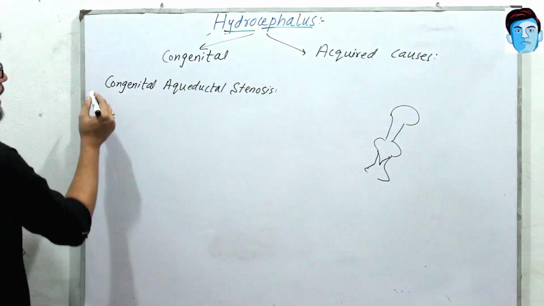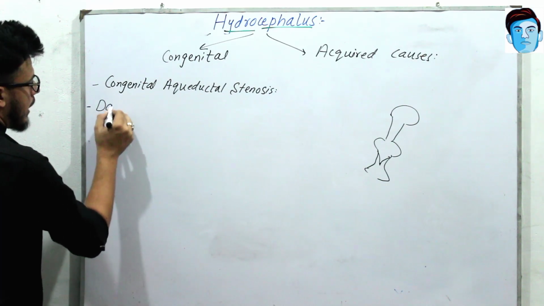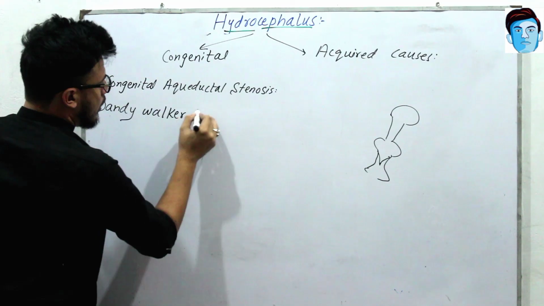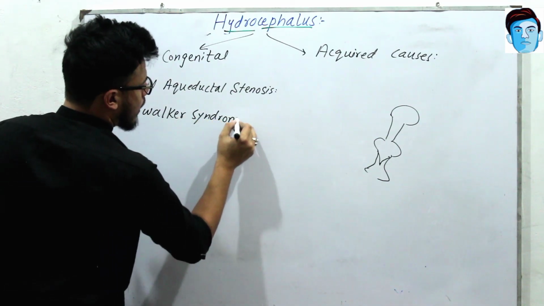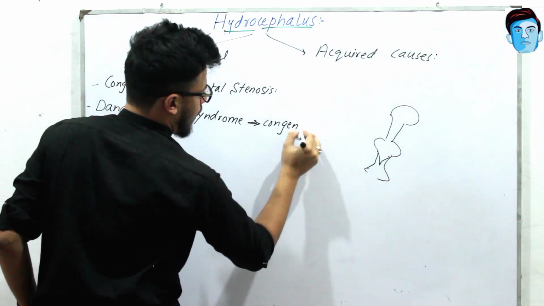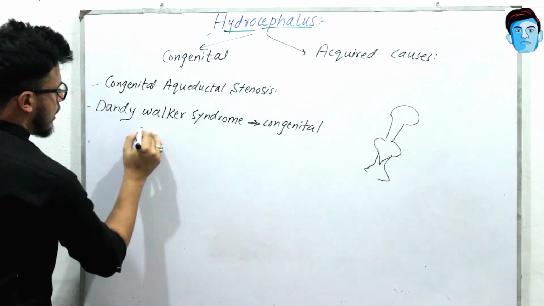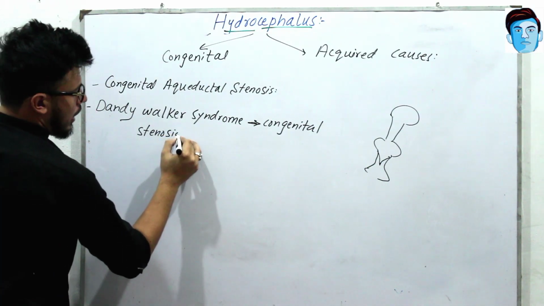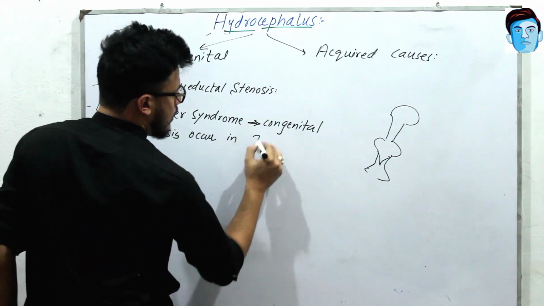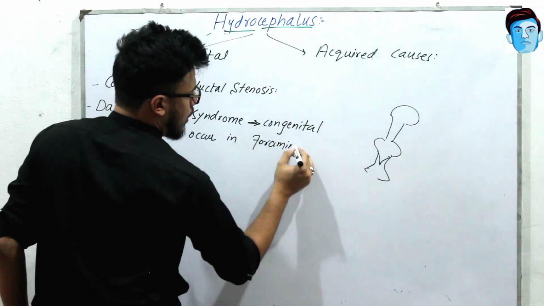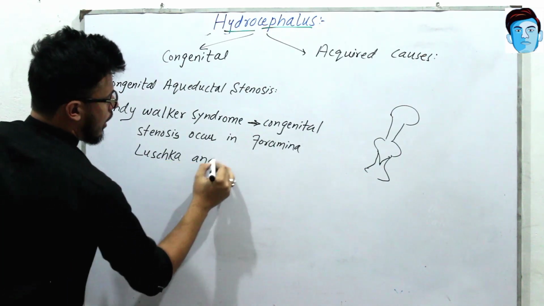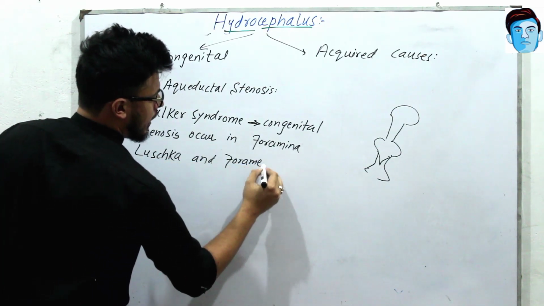Secondly, another cause is called Dandy-Walker syndrome. What happens in Dandy-Walker syndrome? Here there is congenital stenosis occurring in the foramen of Luschka and foramen of Magendie.